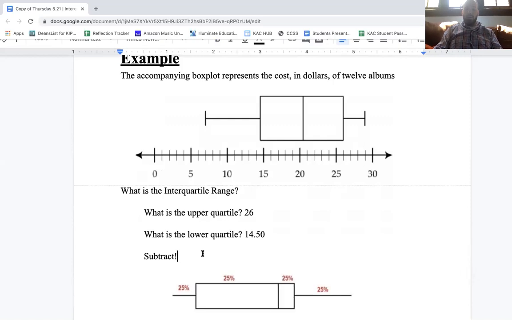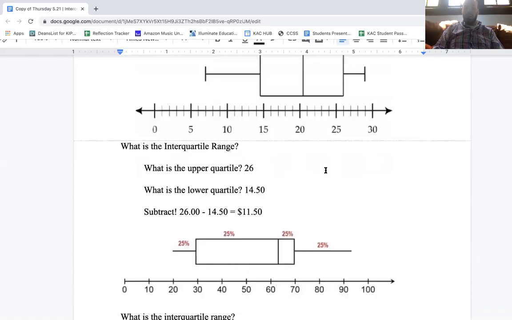So what do we have to do? We have to do $26 minus $14.50. That's going to give us the interquartile range. $26 minus $14.50 is $11.50. So our interquartile range is $11.50. That is the distance from here to here. We got it from subtracting.